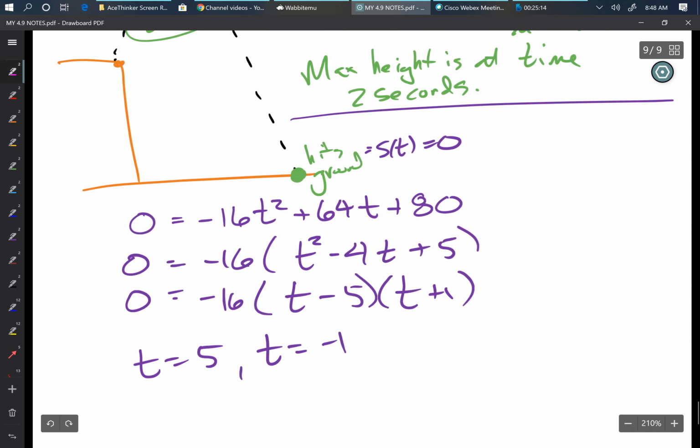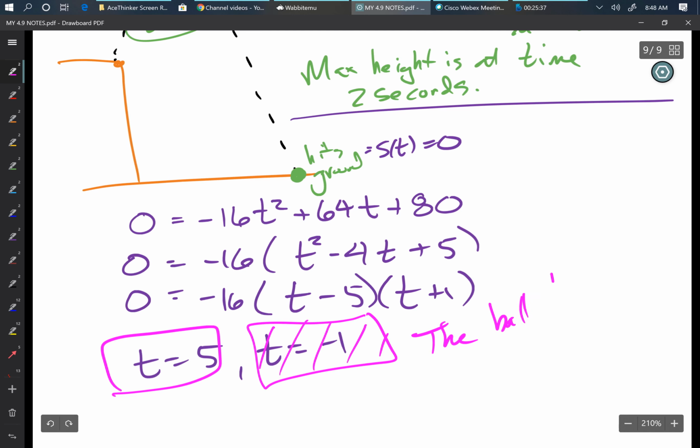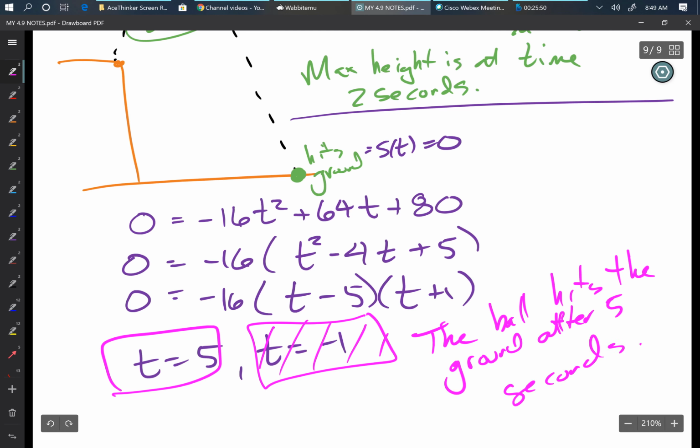Now, this solution doesn't make any sense. In some problems going back in time makes sense, but in this problem it doesn't, because back in time the object wasn't moving according to this model, because at time 0 is when we threw it up in the air. So the only thing that makes sense is t equals 5, and so we would say that the ball hits the ground after 5 seconds. And there we go.